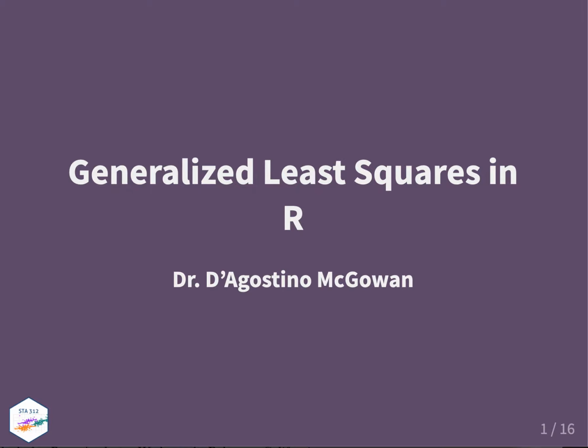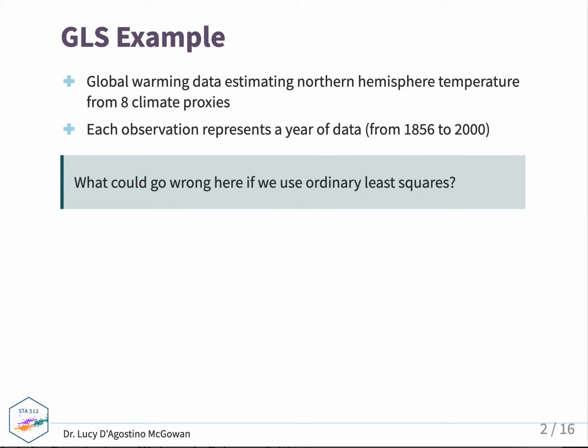Okay, let's talk about generalized least squares models and how to actually fit them in R. So we're going to go through a specific example here. So I have some data. This is global warming data that estimates northern hemisphere temperature from 8 climate proxies. And so each observation here represents a year of data from 1856 to 2000.